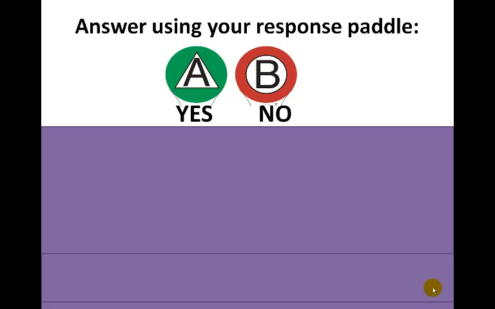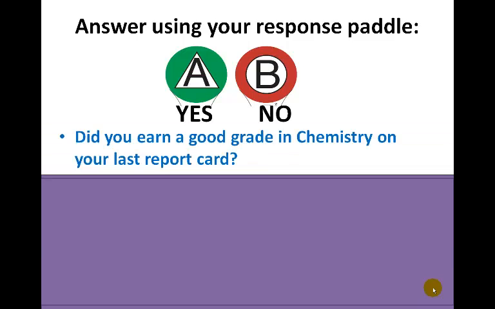If your answer to these questions is yes, show A. If your answer is no, show B. Teachers, you may want to get toward the front of the room so that you can see what the students' responses are. That's what you'll actually be doing during the instruction. Okay, here's the first question.